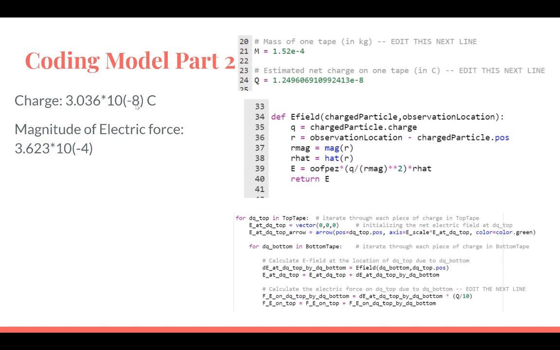And we can see that the charge is actually greater than what we predicted with the point charge, and the magnitude of electric force is also 3.23 times 10 to the negative 4.